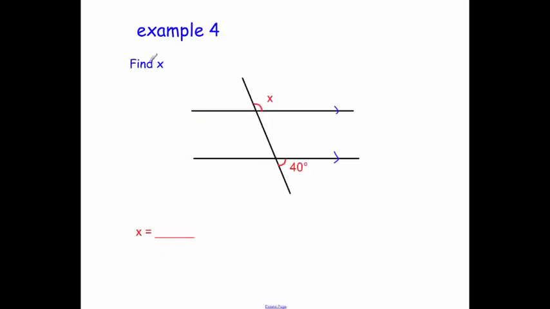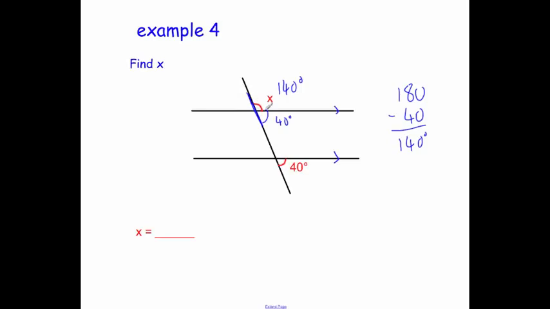Example 4 says find x. We don't need to give a reason this time, we just need to find the value of x. Here we've got 40 degrees, and here we've got x. The first thing I notice is the 40 and the angle below the x are corresponding to each other. So that means this angle is 40 degrees. Now, the x and the 40 make a straight line. These two will add up to 180 degrees. So to find x, I'm going to take 40 away from 180. 180 subtract 40 is equal to 140 degrees. So x is 140 degrees.